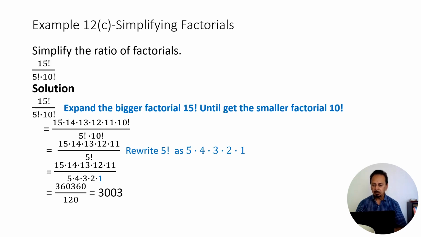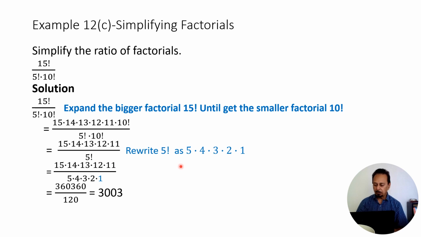Example 12c: 15 factorial over 5 factorial times 10 factorial. 15 is bigger, so we're going to start with this and expand this one. 15 times 14 times 13 times 12 times 11, then 10. Now we have a 10 factorial, so we stop here, 10 factorial. So the 10 factorial cancels with the 10 factorial. We're left with 15 times 14 times 13 times 12 times 11.